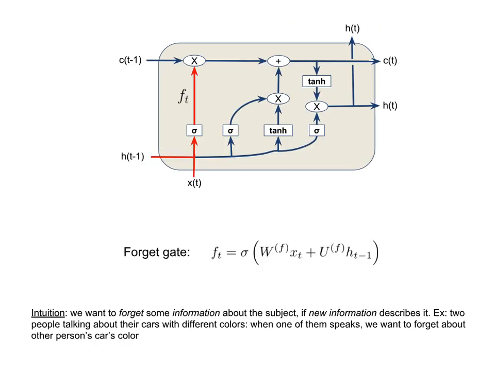Okay, so the first thing is the forget gate, highlighted with the red line. The forget gate takes the current input and the previous hidden state, and since it's a sigmoid, it's between 0 and 1, it decides how much I want to forget given the current data. We can think of it in the following way. Imagine two people are having a conversation about cars. Both of them have cars of different colors. And if the conversation switches between them, sometimes we should forget about the explicit color of a specific car, because it's two different colors. So that's why we need a forget gate.